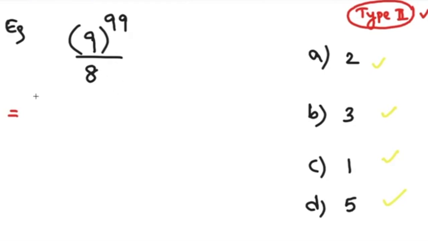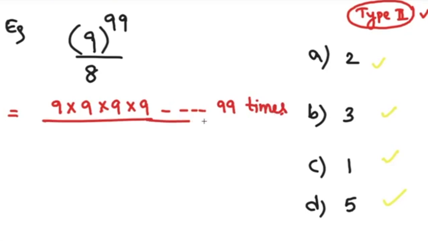So what is the meaning of 9 power 99? Suppose there is 9 square. What does 9 square mean? It means 9 into 9, so the value of 9 square is 81. But I'm asking the meaning: 9 square means 9 into 9. What does 9 cube mean? 9 into 9 into 9, that is 9 multiplied 3 times. What is 9 power 4? 9 multiplied 4 times. What does 9 power 99 mean? 9 into 9 into 9 into 9 into 9, like that 9 is multiplied 99 times. This you are dividing with 8.